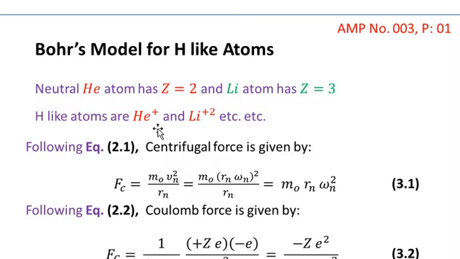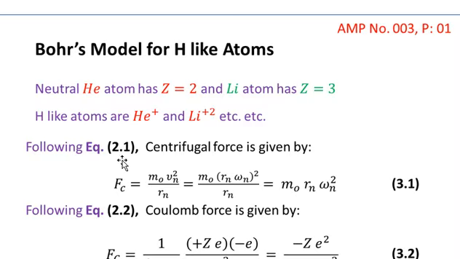Hydrogen-like atoms are then helium singly ionized, because when the helium is singly ionized, only 1 electron is left around the nucleus, and the lithium doubly ionized. So in the doubly ionized lithium, there is only 1 electron around the nucleus. So we can say that helium singly ionized and lithium doubly ionized ions behave like hydrogen atoms, and we regard them as hydrogen-like atoms. So all atoms which have only a single electron around a closed electronic shell or around a nucleus will be referred to as hydrogen-like atoms.